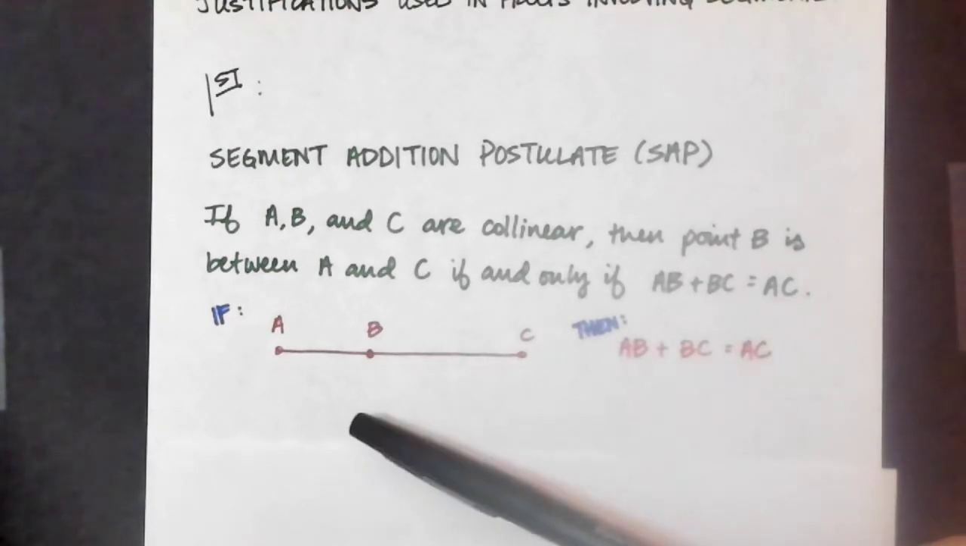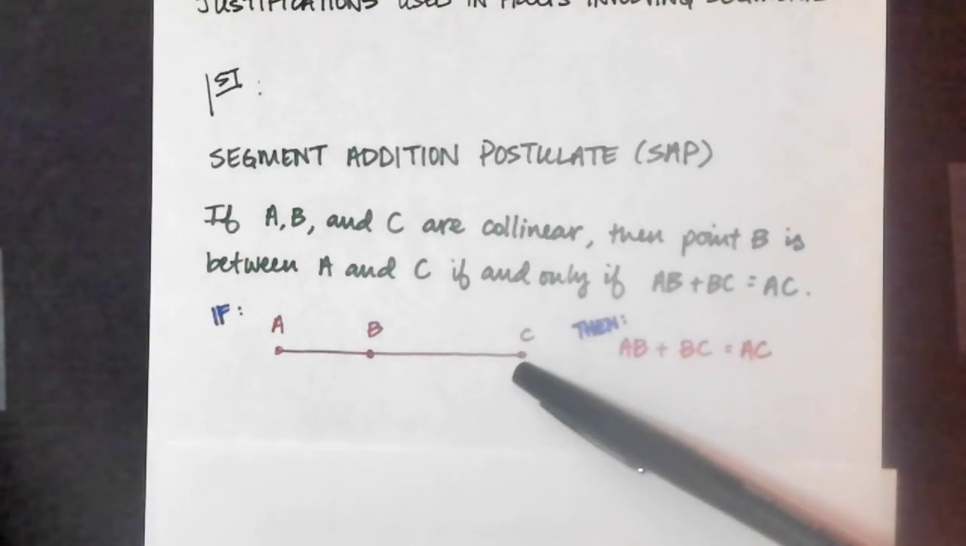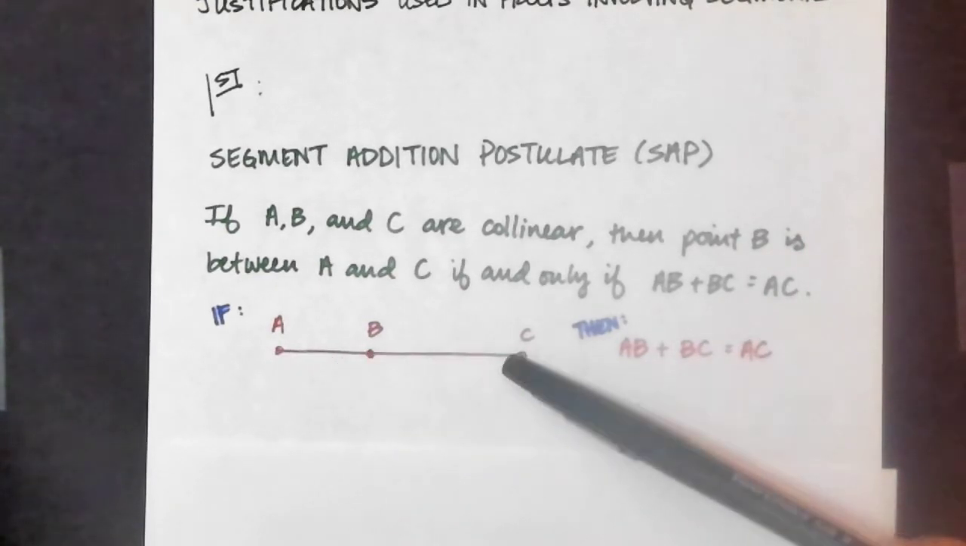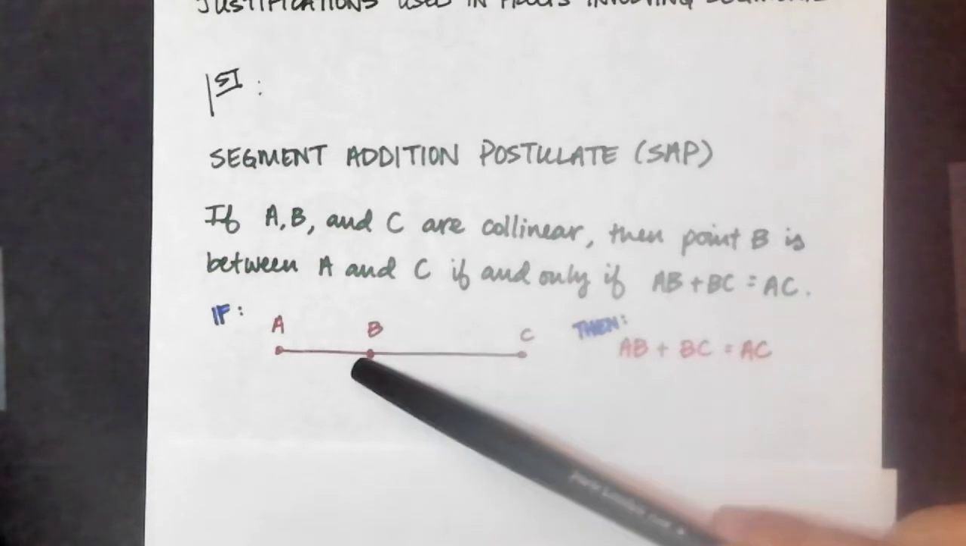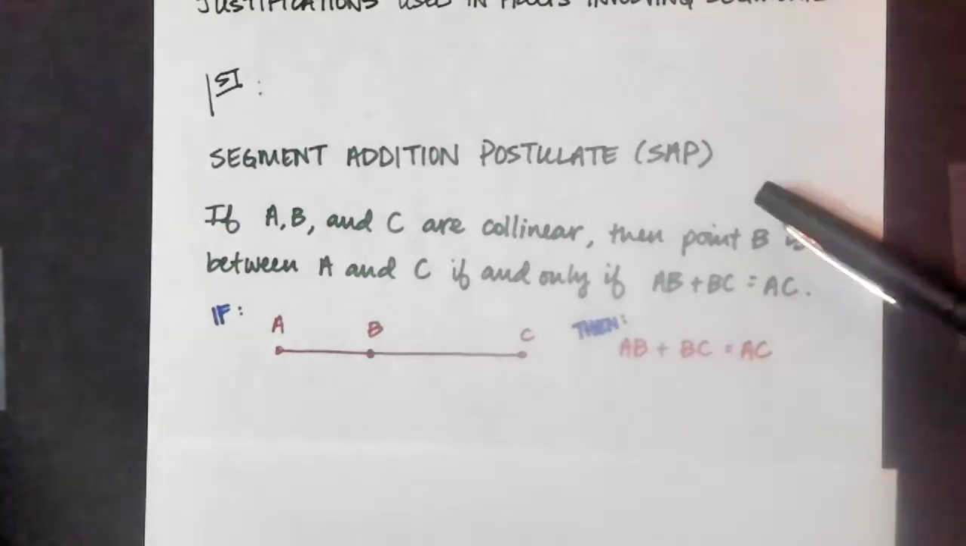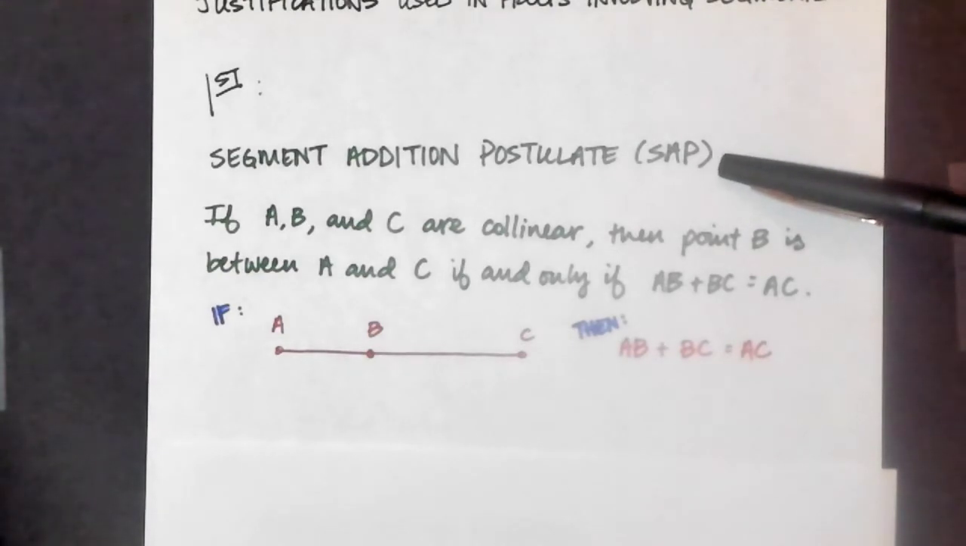And we've really already done this before, right? You have point B that's between two endpoints of a segment, so it divides that segment length into two shorter segments, whose sum is the length of the overall segment here, AC. But now we've just given a proper name to it, segment addition postulate, or SAP for short.